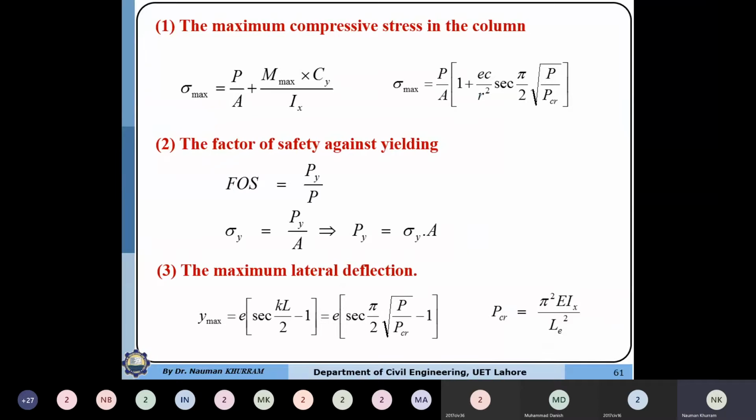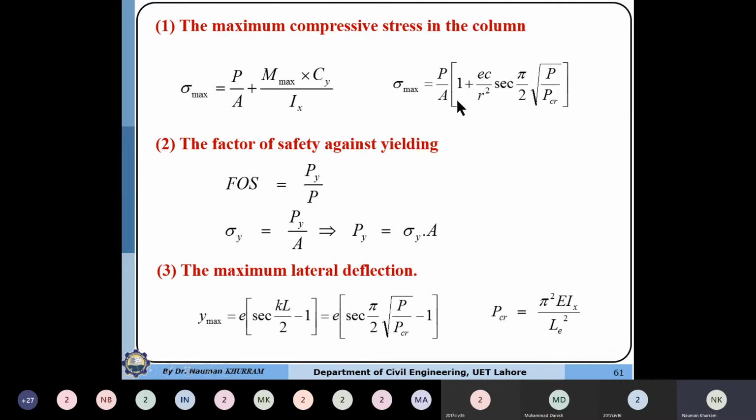So you have to determine the Py, the load which is causing the yielding in this sample. So factor of safety can be determined. So this is the wrong actually. So here the factor of safety will be Py over P.